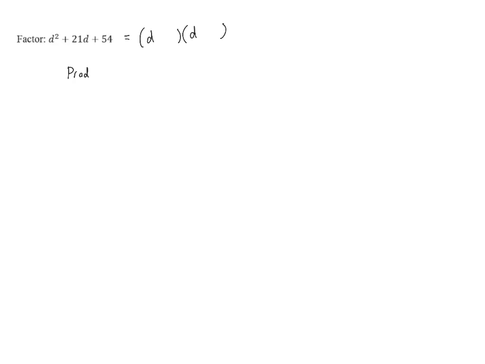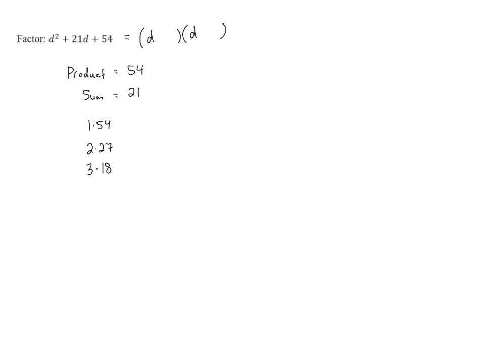We know that their product has to be 54, and their sum has to be 21. Let's look at the different ways that we can get a product of 54. 54 is 1 times 54. It's 2 times 27. It's 3 times 18. If you can't do that in your head, you can use a calculator.